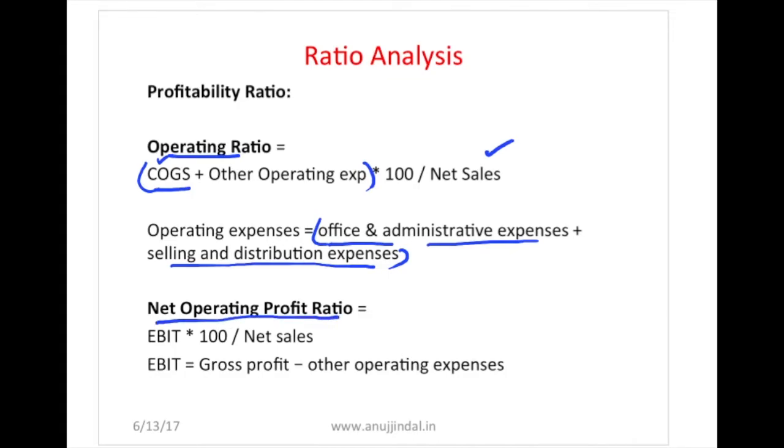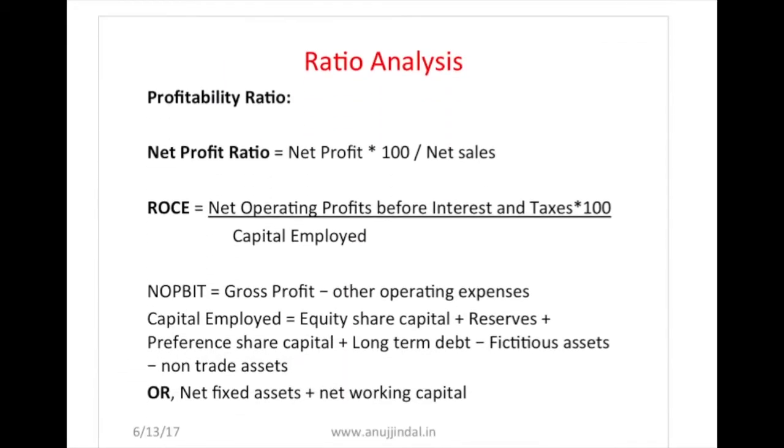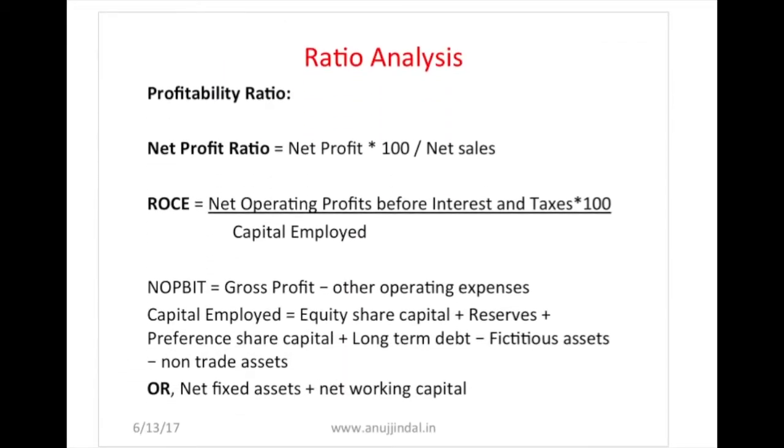Net operating profit ratio. This is different. This is EBIT into 100 upon net sales. You already found out EBIT when we used earning after taxes to come back to EBIT. This is another formula: gross profit minus other operating expenses gives us earning before interest and taxes. Next is net profit ratio, which is net profit into 100 upon net sales. This is very easy. Net profit is the profit which is left with the enterprise after all kinds of expenses are taken out.